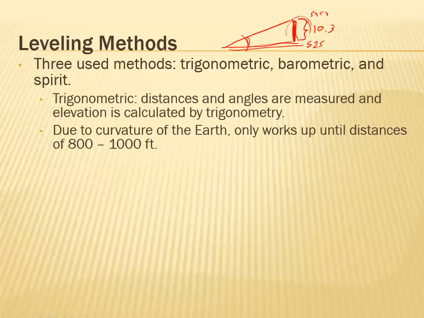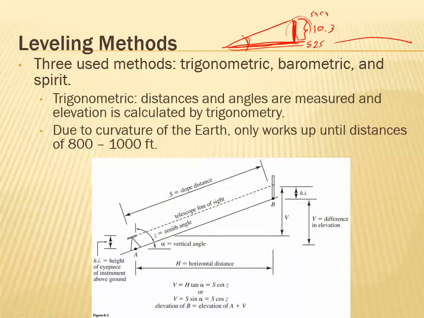Anyway, however, due to the curvature of the Earth, this only works up until distances of 800 to 1,000 feet. We're going to talk about what the curvature of the Earth does to our measurements, because this line right here is not necessarily straight forever. As you get longer and longer, it actually starts becoming a curve. So we're going to talk about corrections for the curvature of the Earth. And you've probably seen this before, but your triangle, your difference in elevation, your slope, your horizontal distance, all that good stuff, you should be able to figure this out.